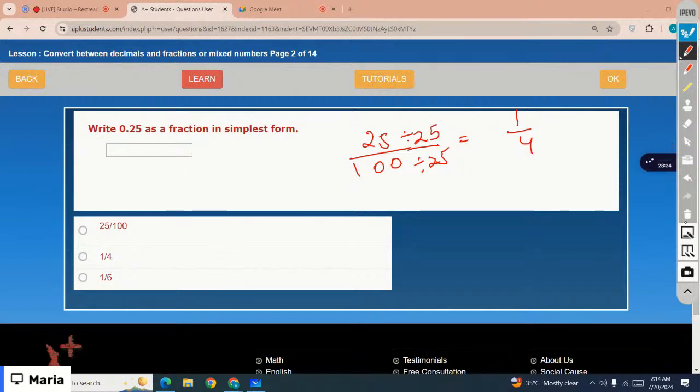The correct option number 2 is the correct option. 1 by 4 it is.